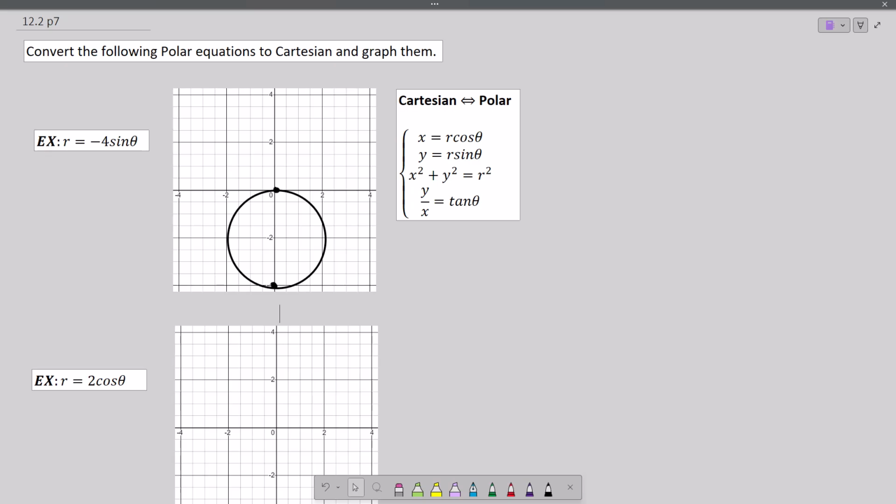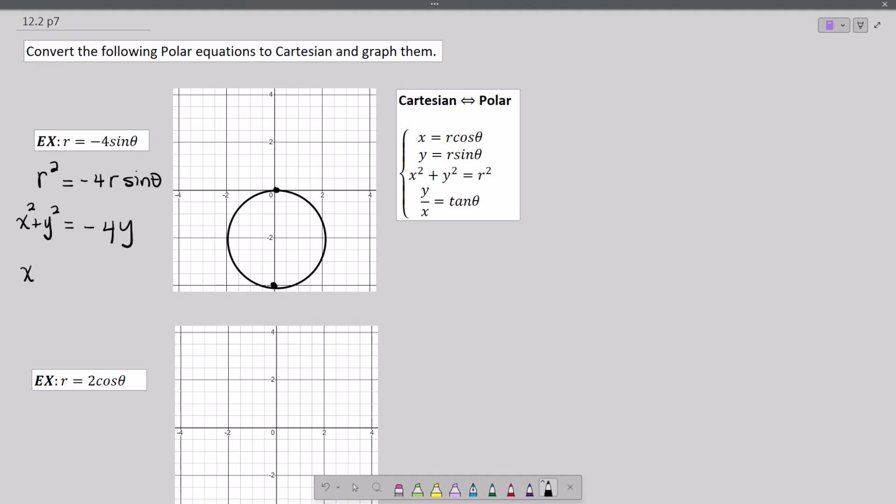But if we want to be real definitive, what we will do is the conversion. So we want to convert to x's and y's, and we have an r sine, but we don't have an r sine over here. What we can do is multiply both sides by r, and then we create a left and a right side that now matches over here. We have an r squared and we have an r sine theta. So this will be, in Cartesian, x squared plus y squared equals -4 times y. R sine theta is y. So there's our Cartesian equation.